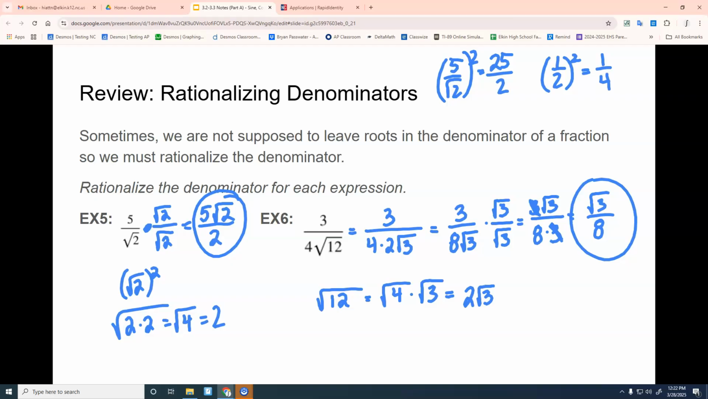So as just a standard for this class, we don't want to leave square roots in our answers if they're in the denominator. They need to be rationalized so that they get put in the numerator. And that's going to come into play a little bit on the unit circle. Okay, questions here?